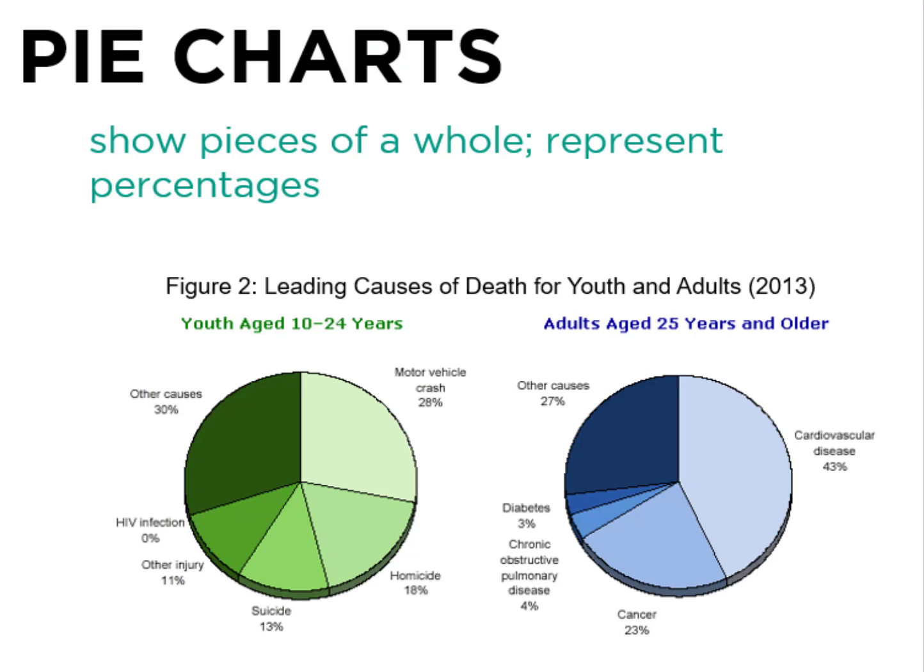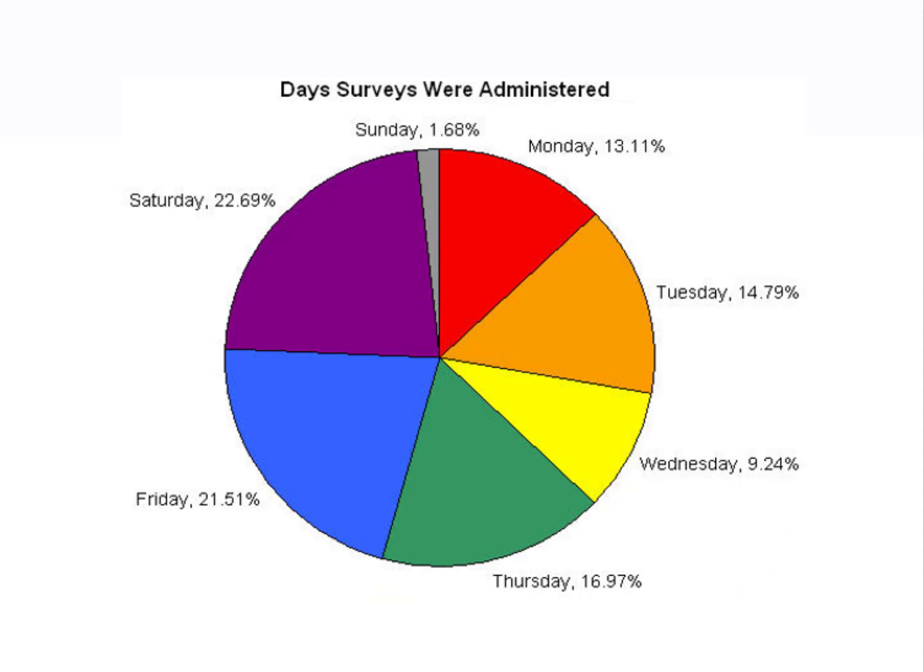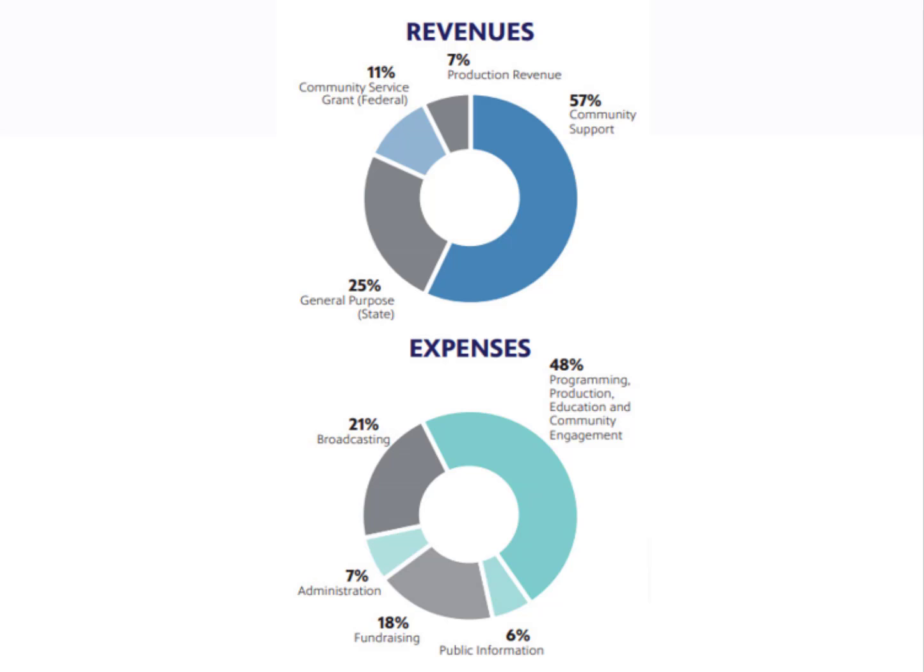Okay, from tables to pie charts. Pie charts are used to represent portions or pieces or slices of a whole, and that whole is always 100%. Here's a chart showing us how surveys were administered by percentage on each day. The sum of the percentages should be 100%. Here's a set of pie charts from PBS Wisconsin's 2019 fiscal report presenting revenues and expenses.